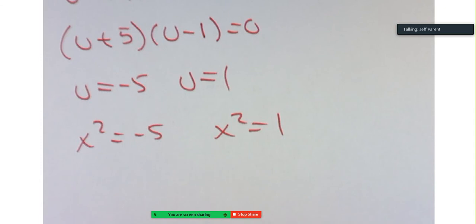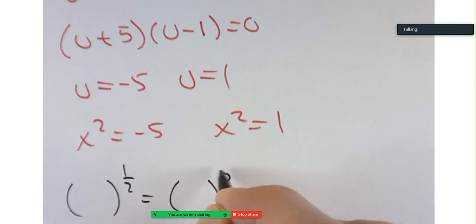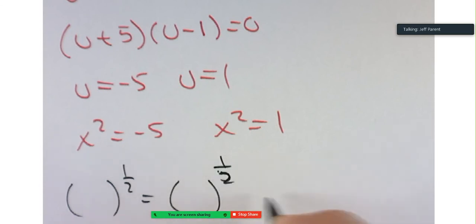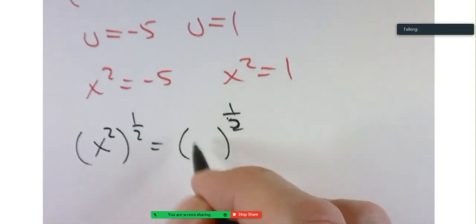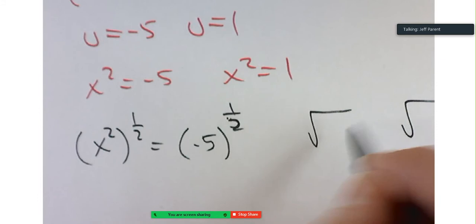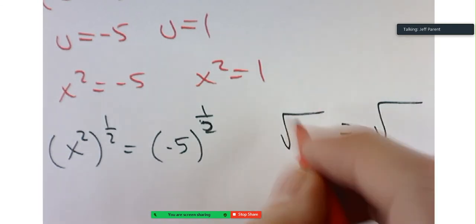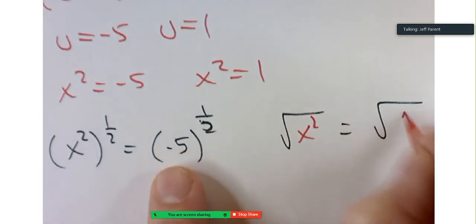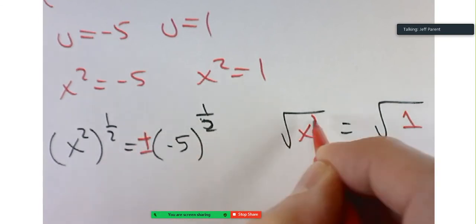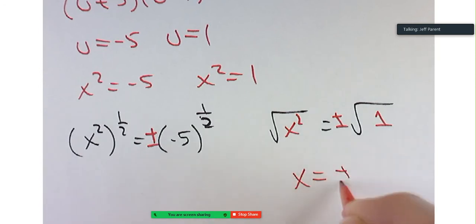If you raise both sides to the reciprocal power, in this case is 1/2, so I basically want to take the square root of both sides. In fact, there's nothing wrong with just taking the square root on both sides. That's another way to think of this. So I want to take the square root of x squared and the square root of 1. Just make sure that you do the plus or minus. On the right-hand side I get x equals plus or minus 1.